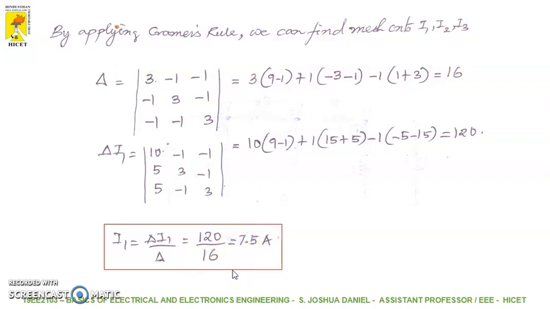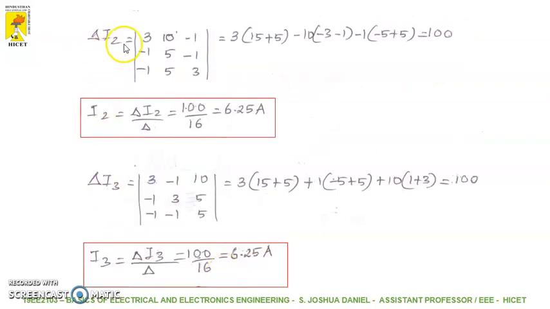So we need to find delta I2. So here, how do you find delta I2? We replace the second column with the voltages 10, 5 and 5. And we follow the determinant method, solve it, and find it as 100. So I2 is nothing but delta I2 divided by delta, that is 100 by 16, that is equal to 6.25 ampere.